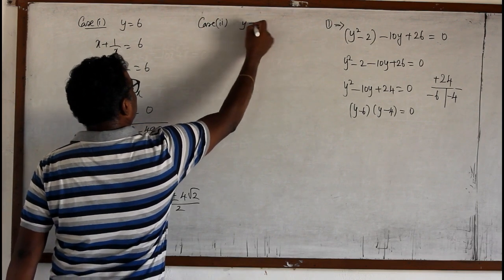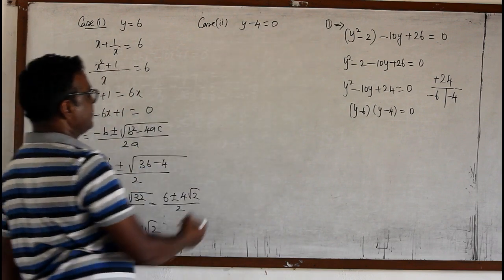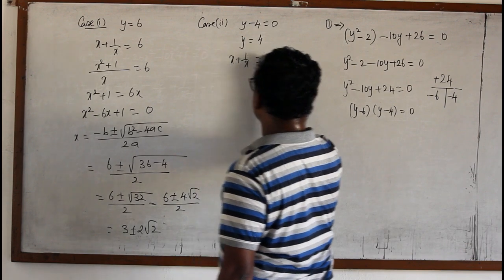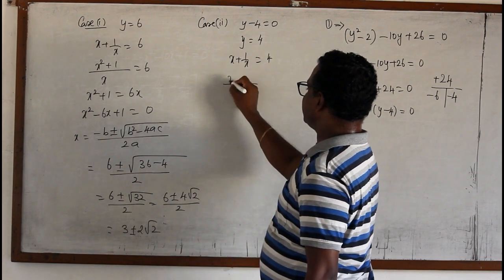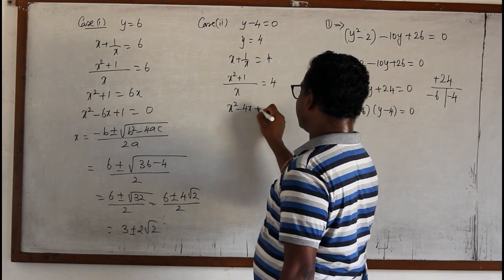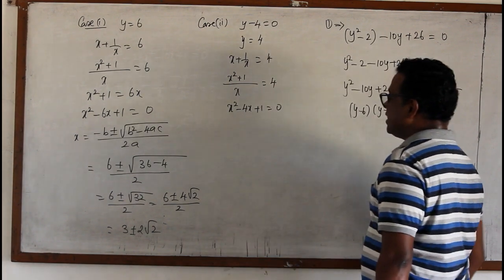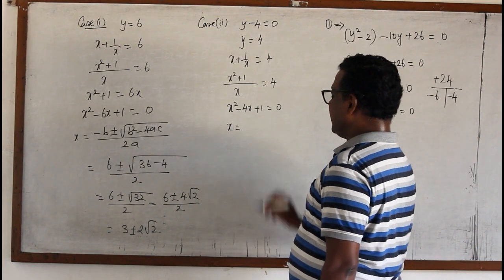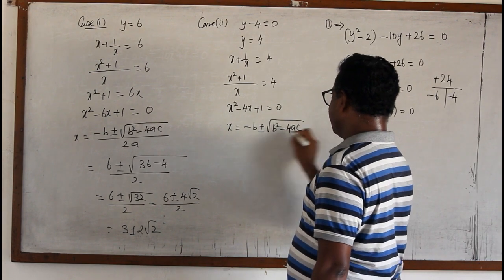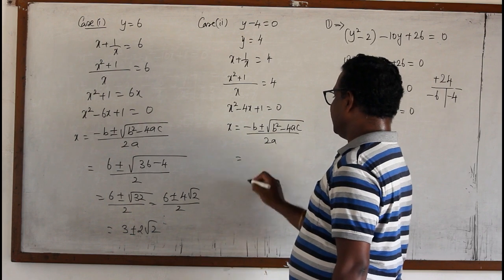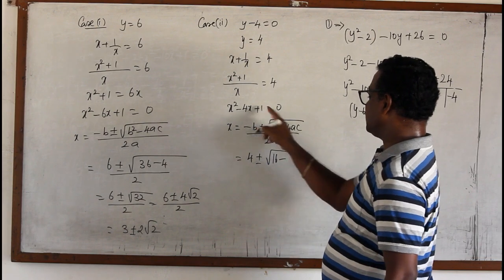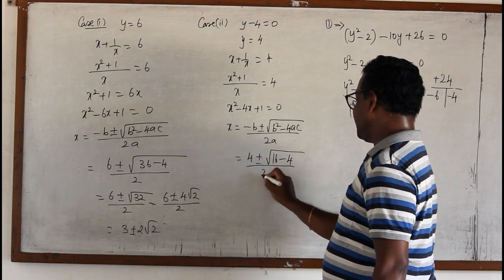When y minus 4 equal to 0, that is y equal to 4, x plus 1 by x equal to 4. When I take LCM, x square plus 1 equal to 4x. It is x square minus 4x plus 1 equal to 0. After cross multiplying, I take it to one side. Again, we cannot factorize. It is minus b plus or minus root of b square minus 4ac by 2a.